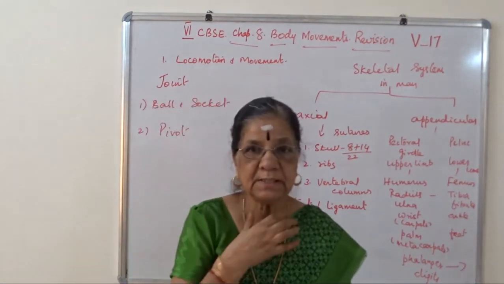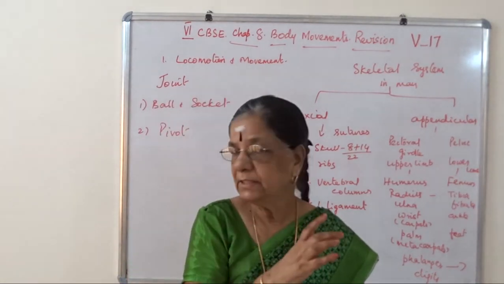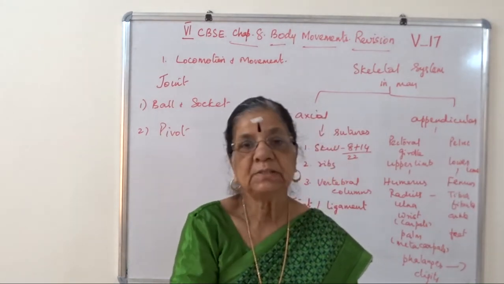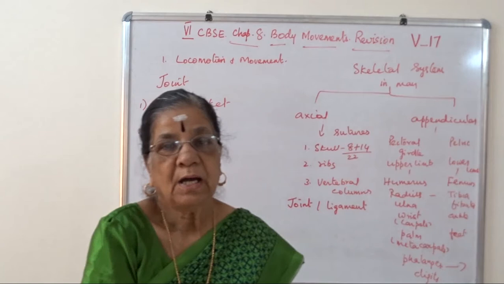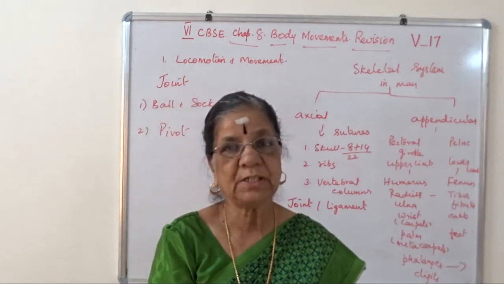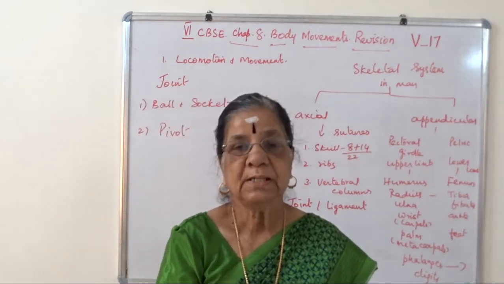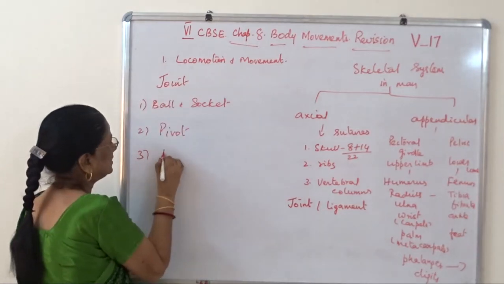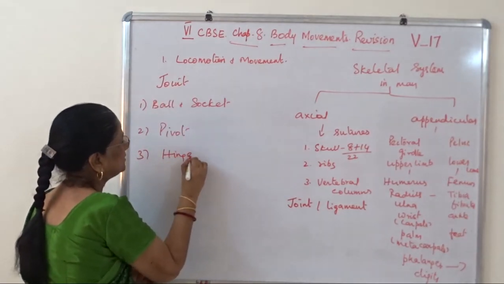Pivot joint in the neck portion. It moves only towards this side and up. You can do the rotation. Right? But like this, side to side you can show the movement. That is pivot joint. Then third one, it is hinge joint.